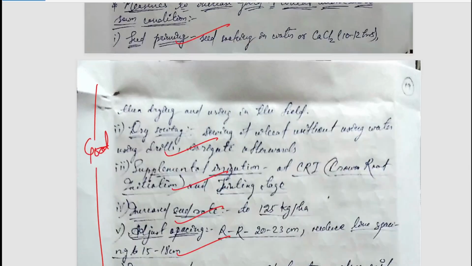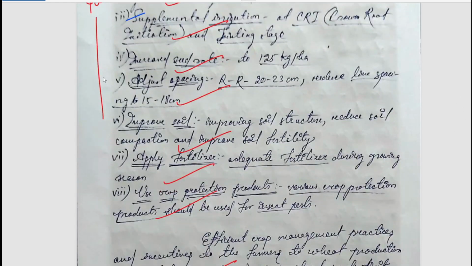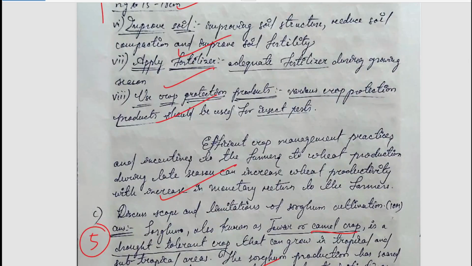What measures can we adopt? Obviously, seed priming can be done. We can do dry sowing. Supplementary irrigation can be done. Increase seed rate. Adjust spacing. All are very well written points. You can simply pause and read it. Now let's move to the next question.